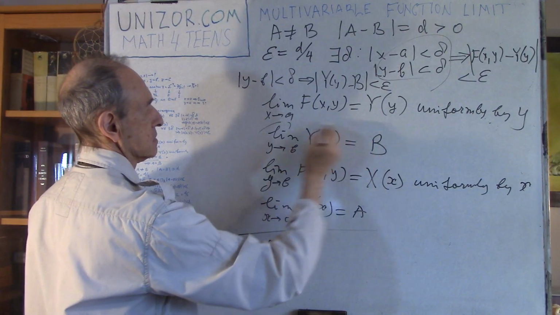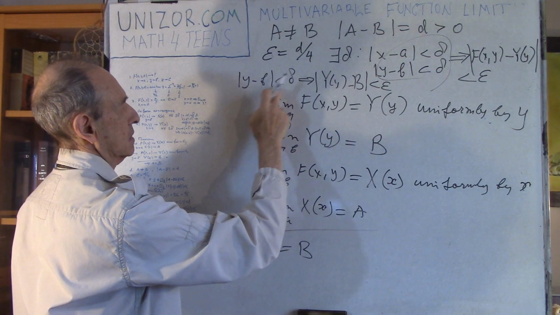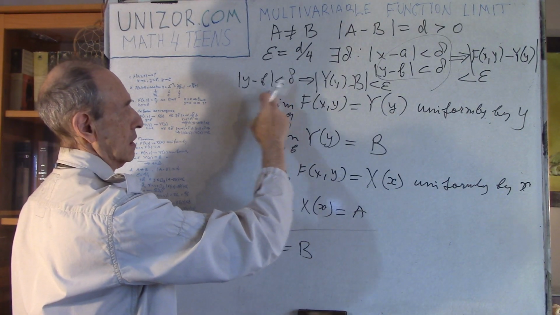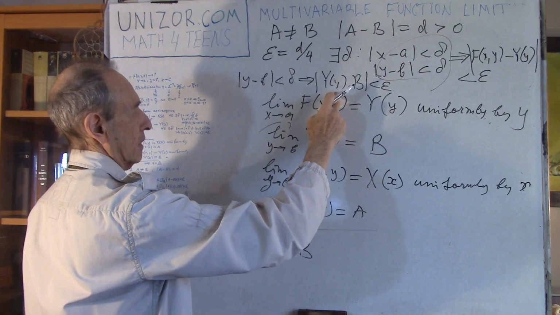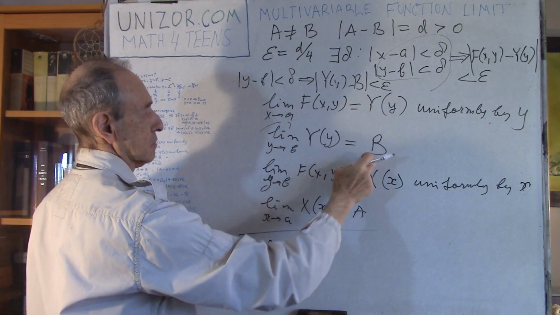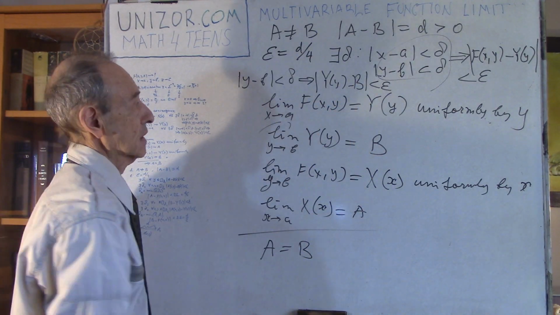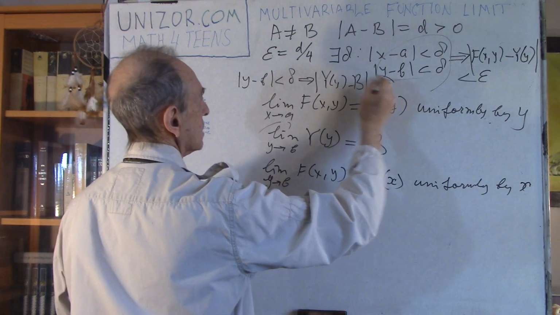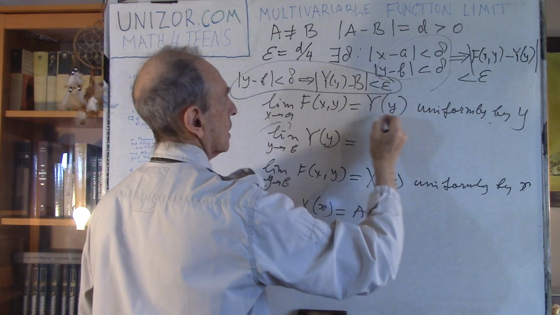So this is from this. So as soon as y is closer to its limit point b, capital Y of lowercase y would be very close to its limit. That's what limit actually is, right? That's the definition of the limit. Now compare this and this.